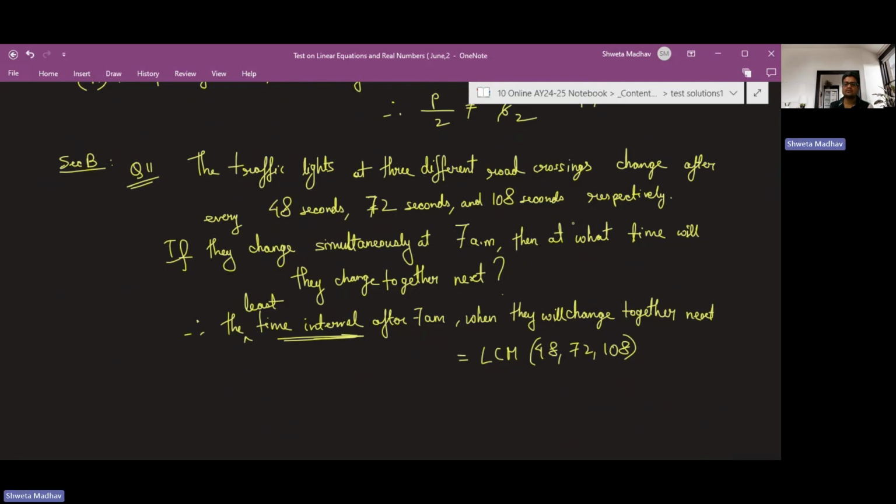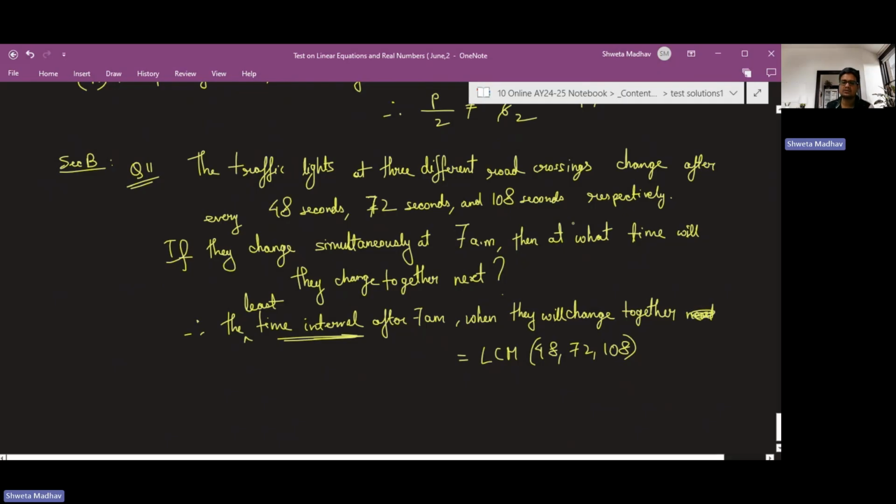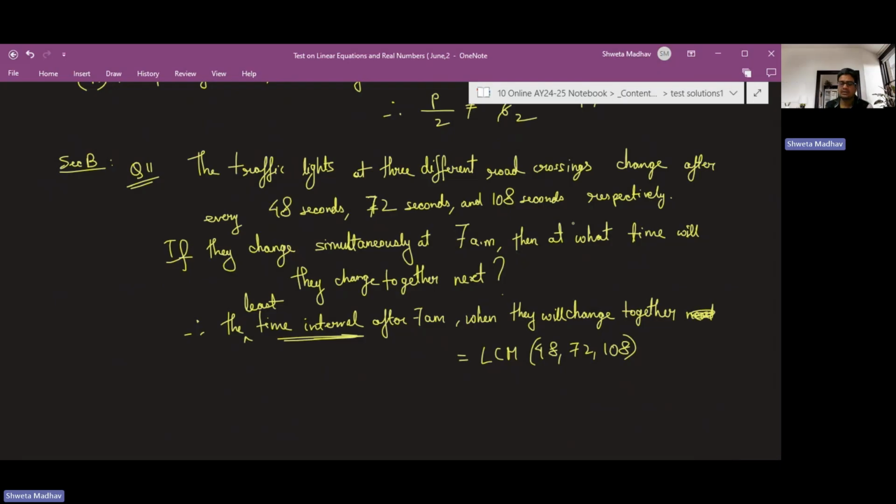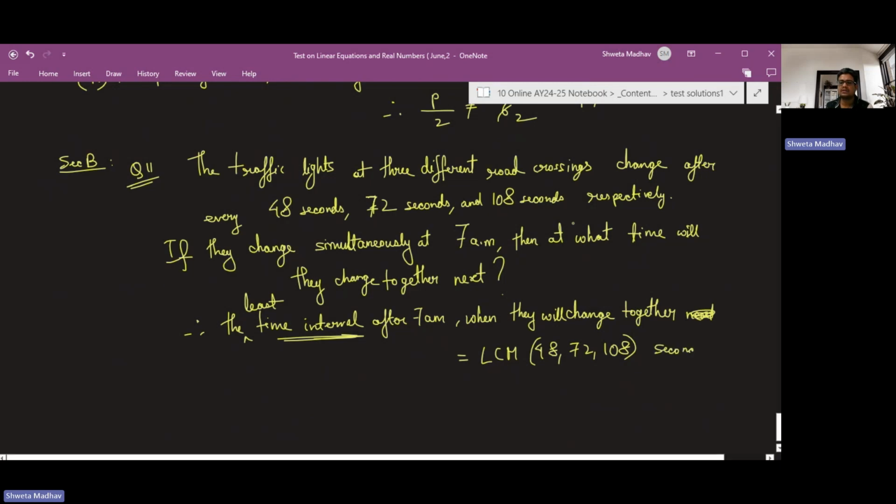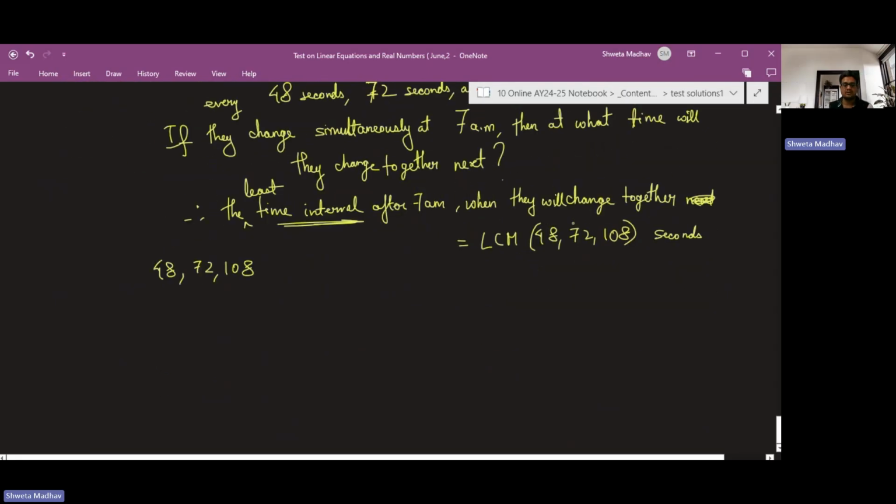next. Since they have to change together next only, we want to find the least time interval after 7 a.m. only. So that will be obviously the LCM of 48, 72 and 108. And the unit we should take in seconds. So now we have to take the LCM of these three numbers.